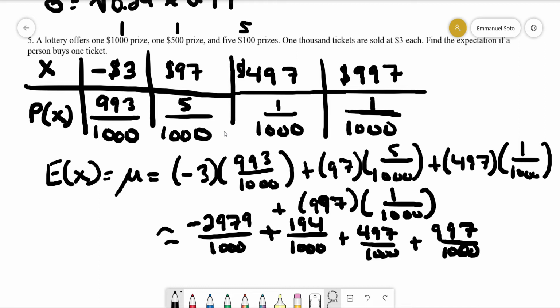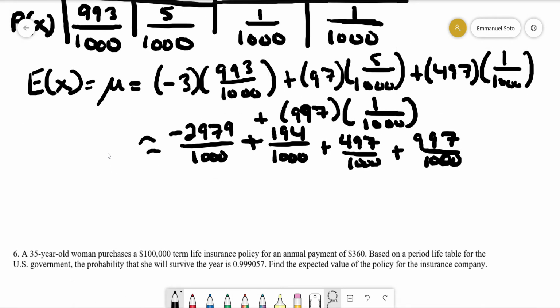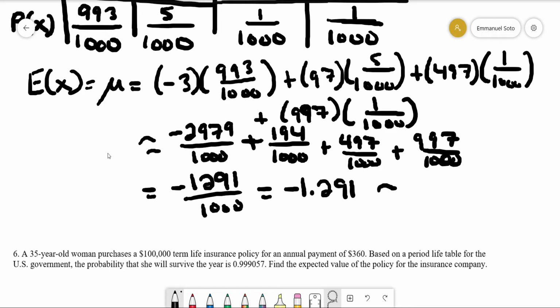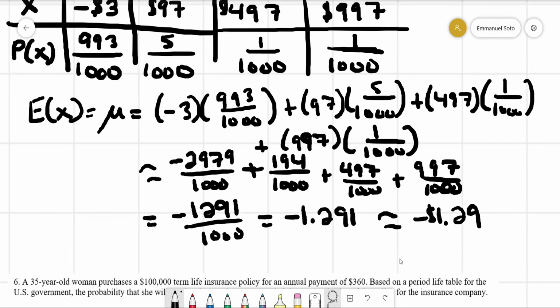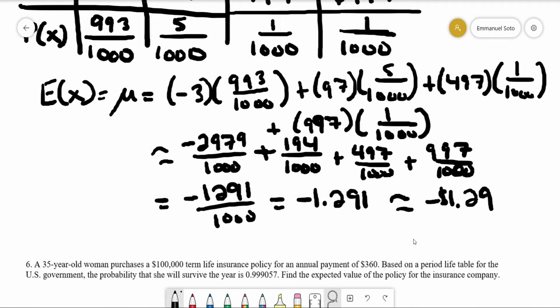and we get, let me go ahead and move this, negative 1,291 out of 1,000. Alright, so this is going to be negative 1.291, which is about negative $1.29. Alright, so that means that on average you're expected to lose $1.29 from this game, which is not very fair. So this is not fair. Alright, so this is not a fair game.